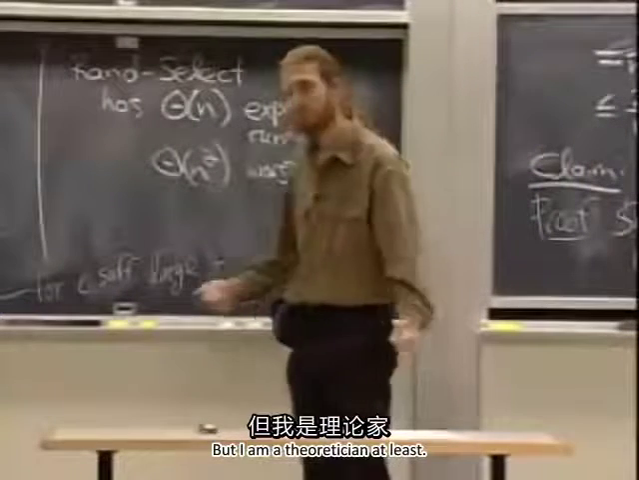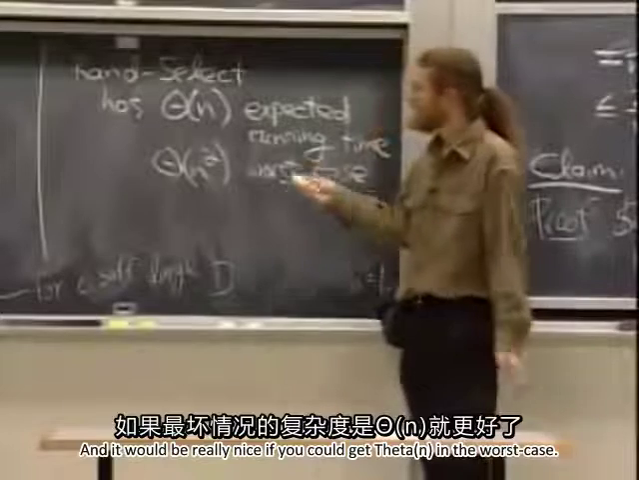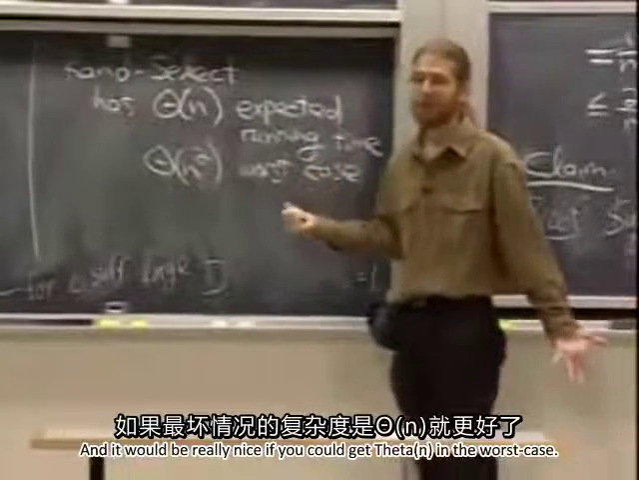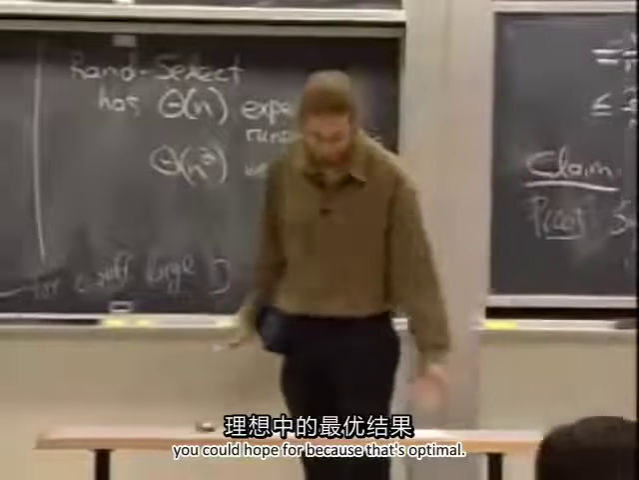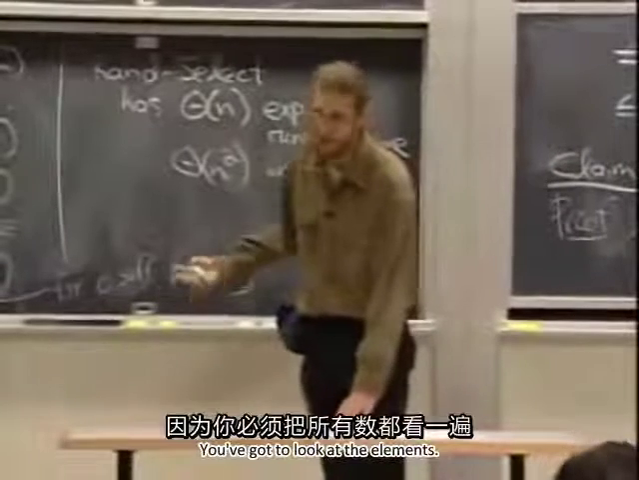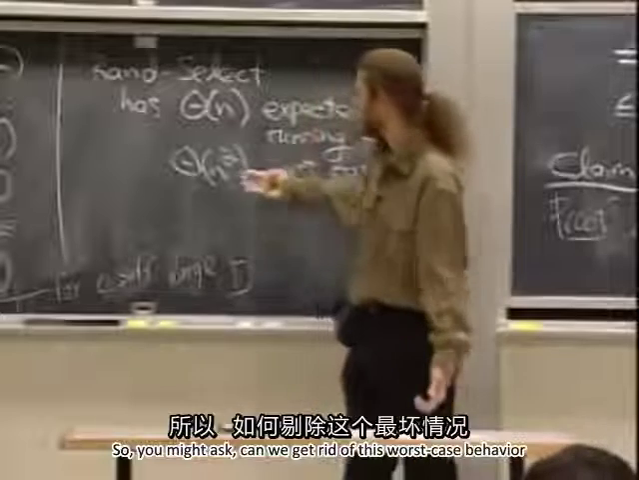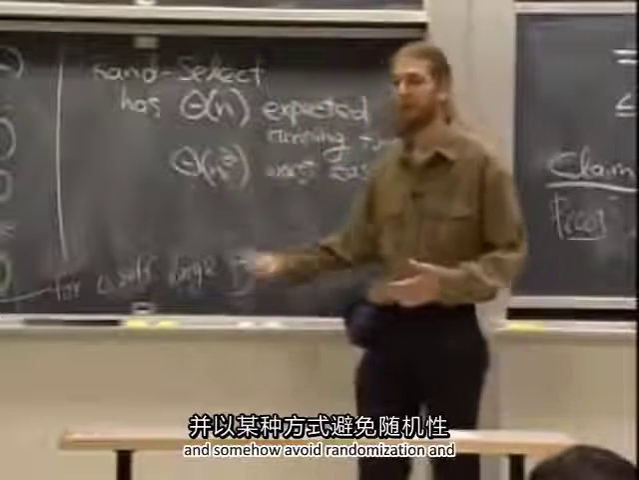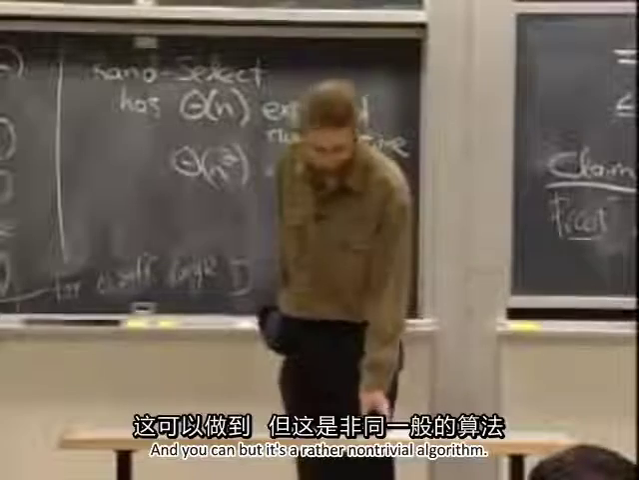But I'm a theoretician at least, and it would be really nice if you could get theta n in the worst case. That would be the cleanest result that you could hope for, because that's optimal. You can't do better than theta n. You've got to look at the elements. So you might ask, well, can we get rid of this worst case behavior and somehow avoid randomization and guarantee theta n worst case running time? And you can.